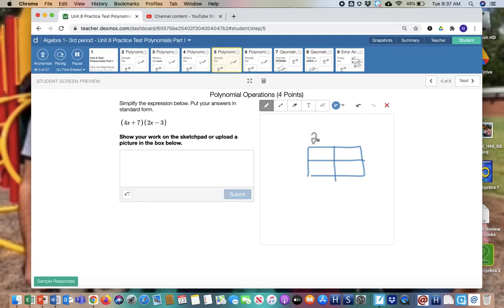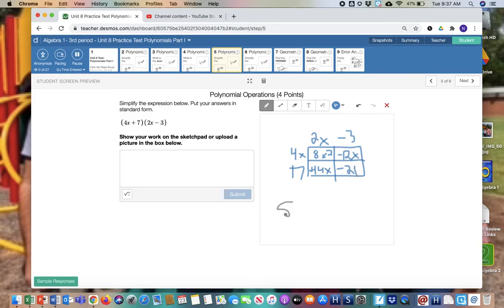So I'm going to write my 2x minus 3 up here. It doesn't matter, you could put it on either side. And then I'm going to put my 4x and my plus 7 down here. So 4 times 2 is 8, and then x and x give me x squared. 2x and 7 give me 14x, so it's like a positive 14x. Negative 3 and 4 give me negative 12x. 7 and negative 3 give me negative 21.